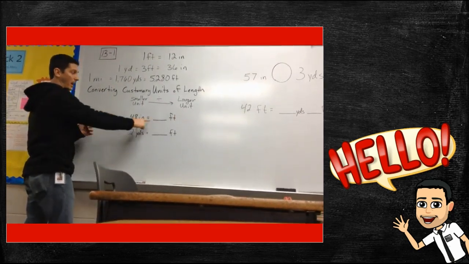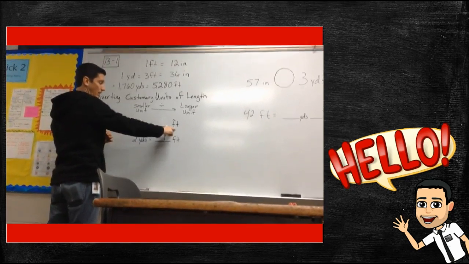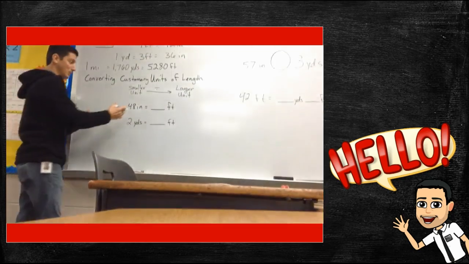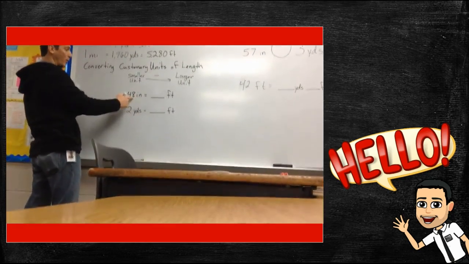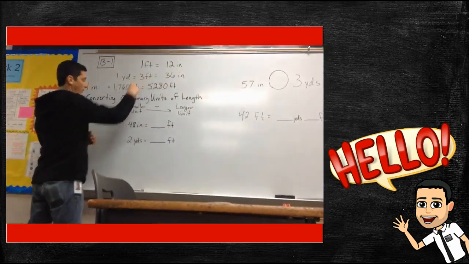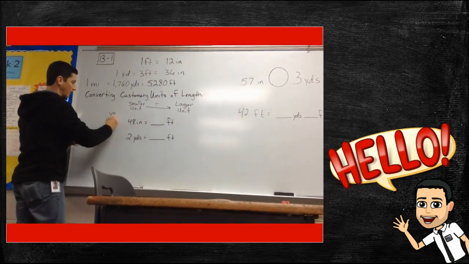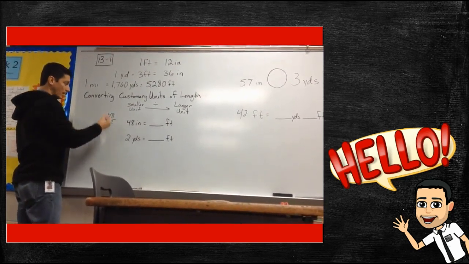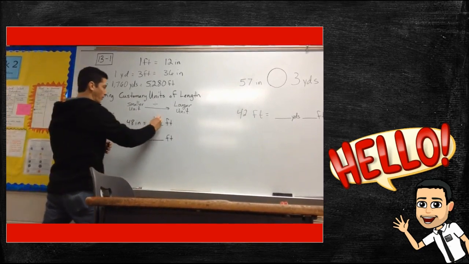So what do I divide by? How many inches are in a foot? Or you ask yourself how many feet are in an inch, but that doesn't work. So there are 12 inches in a foot. So you take 48 and you divide it by 12. And that will give you 4 feet.